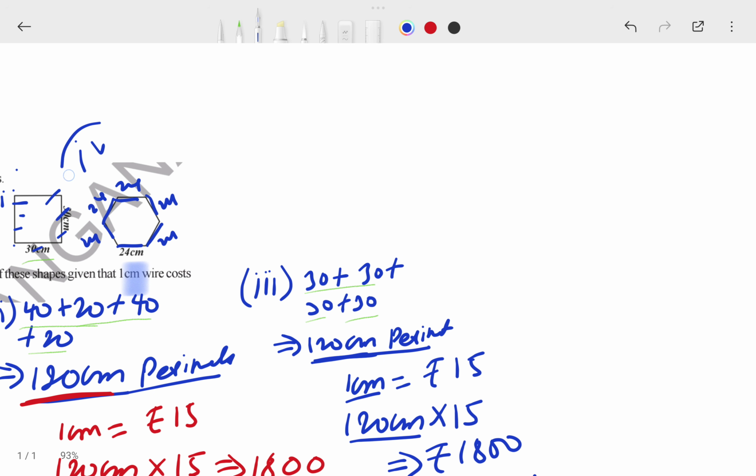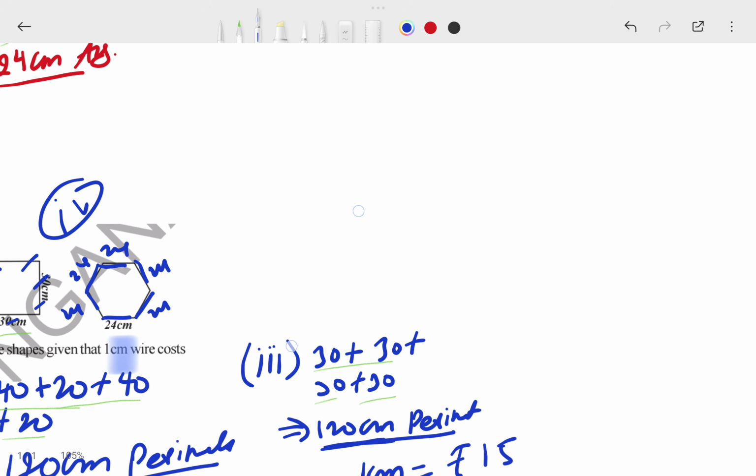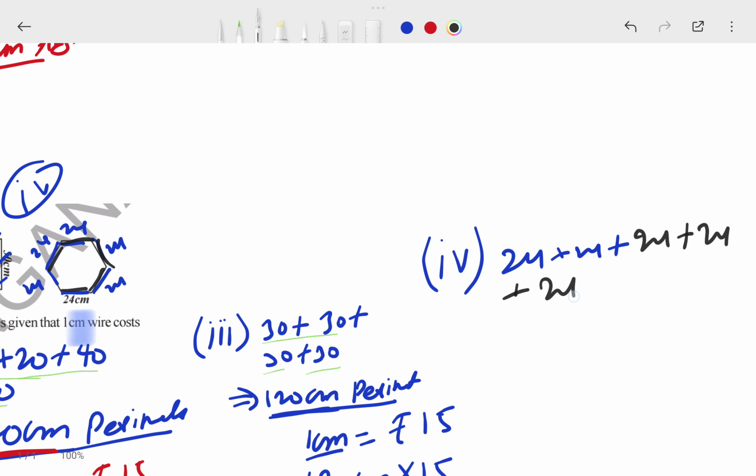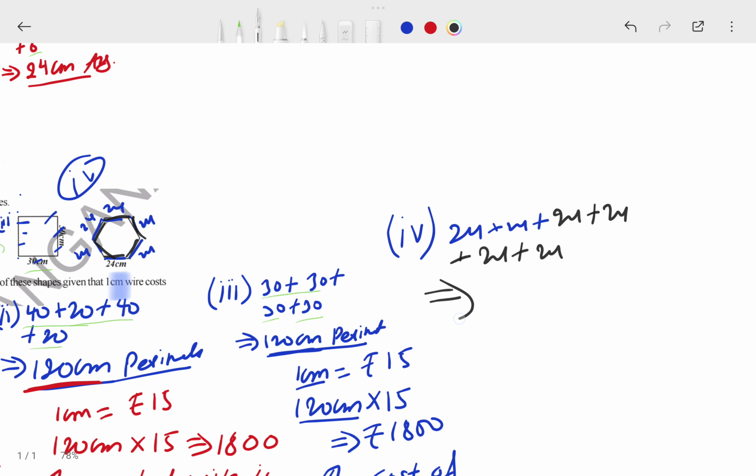So this is our fourth question. Let's do the fourth question here. So how many? 24, this is 24. So it is going to be 24 plus another 24 again, plus 24, plus 24, plus this is also 24. Now if you add all of this, there are 6 twenty-fours.